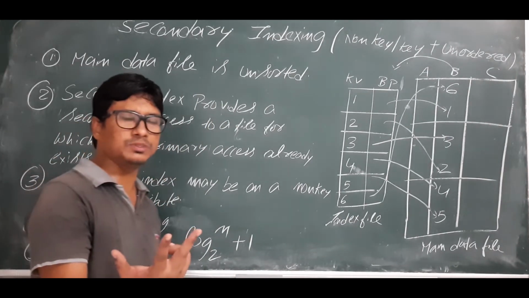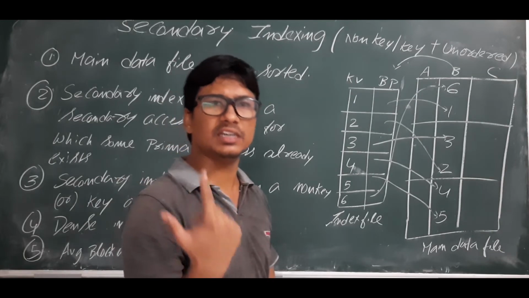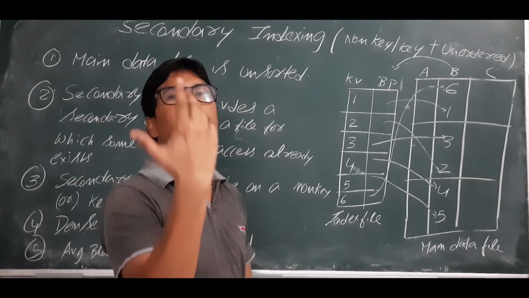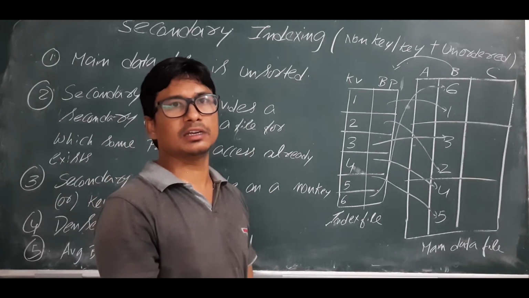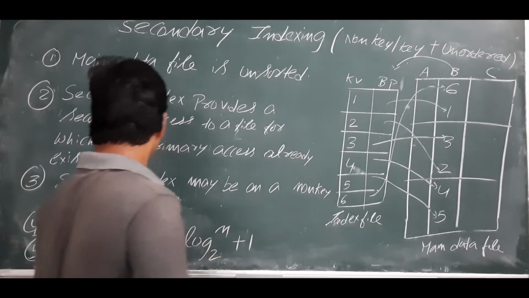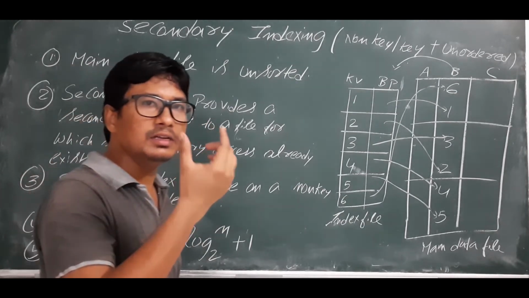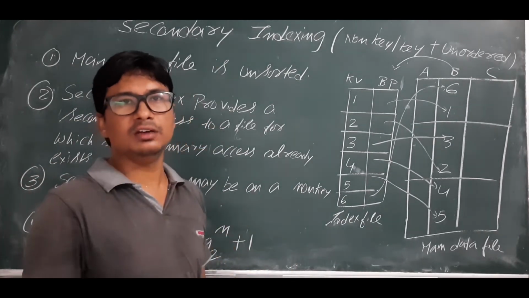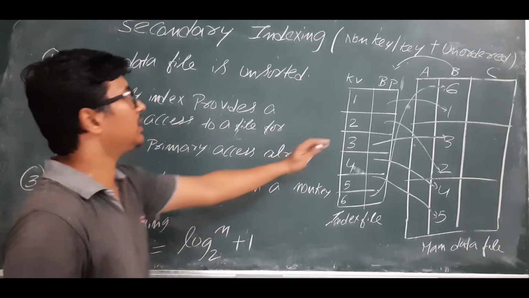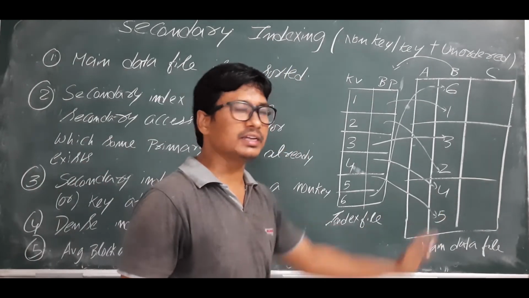We have 2 types of indexing, sparse indexing and dense indexing. Sparse indexing we have applied for the primary indexing, whereas dense indexing is applied for the secondary indexing.